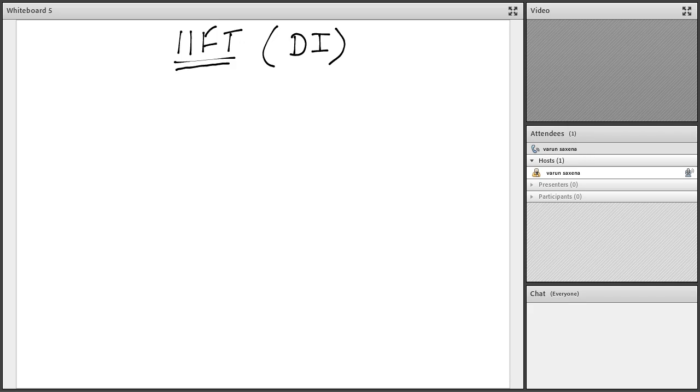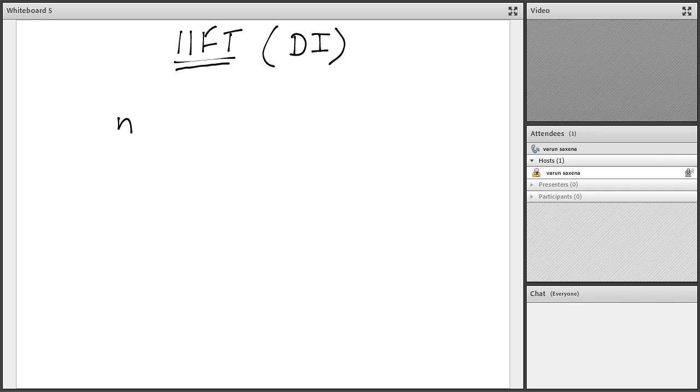In this session we are going to discuss IIFT, and our major point of view is DI, data interpretation: how to tackle DI in IIFT. First of all, in IIFT, as such, there is no fixed number of questions in the entrance exam.